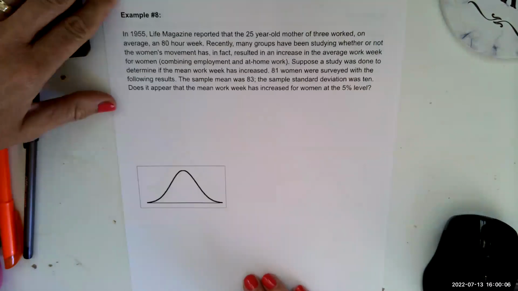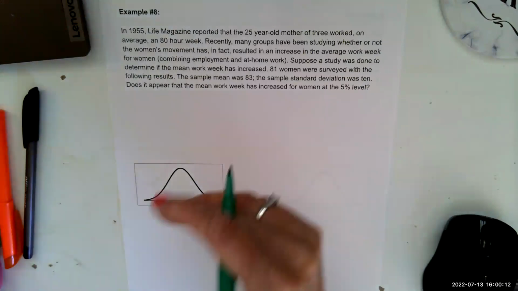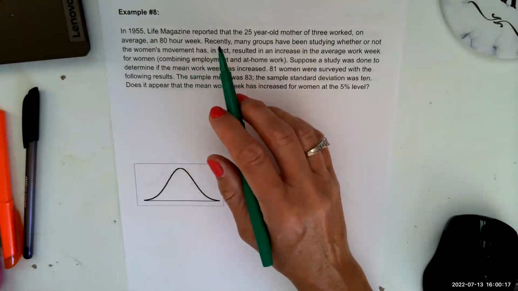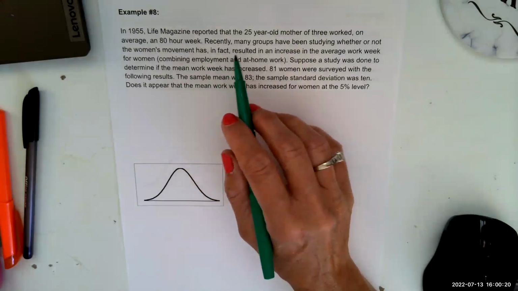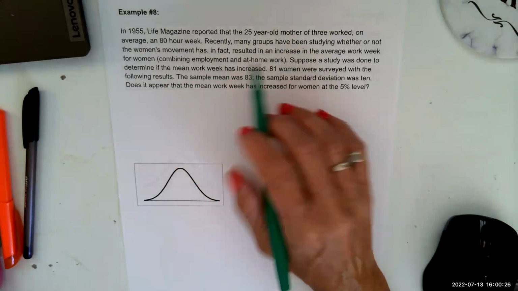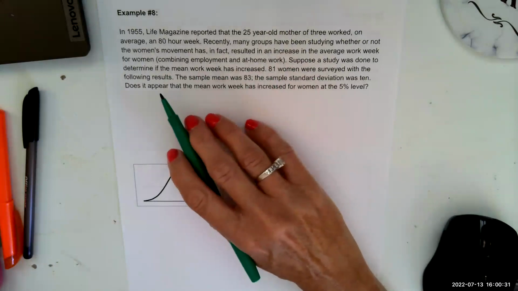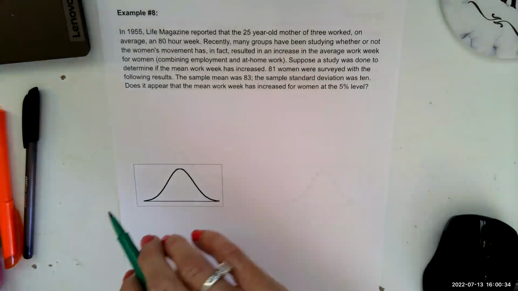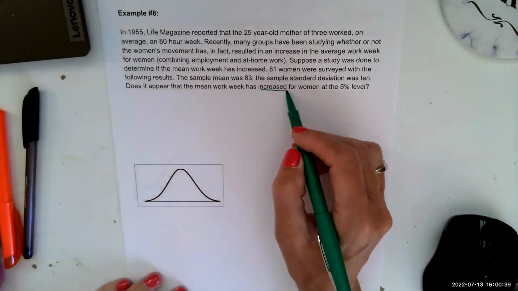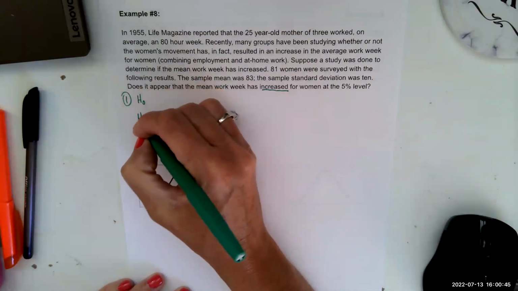So let's look at example 8. In 1955, Life magazine reported that a 25-year-old mother of 3 worked on average an 80-hour week. Recently, many groups have been studying whether or not the women's movement has in fact resulted in an increase in the average work week for women, combining employment and at-home work. Suppose a study was done to determine if the mean work week has increased. 81 women were surveyed with the following results. The sample mean was 83, the sample standard deviation was 10. Does it appear that the mean work week has increased for women? That's the question.